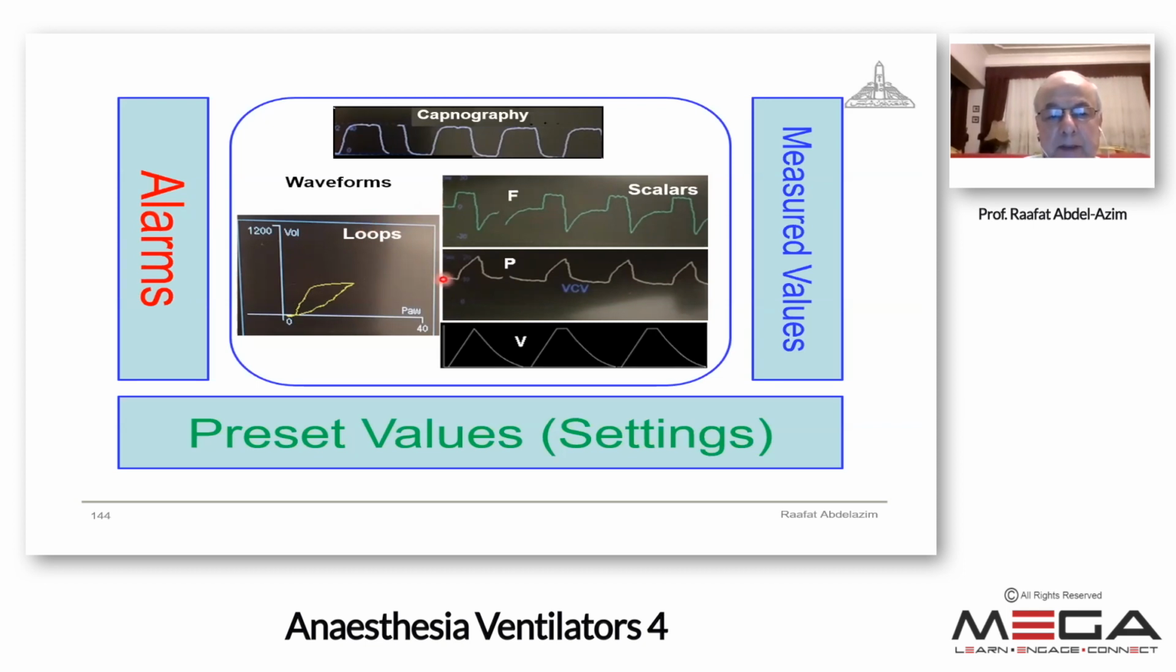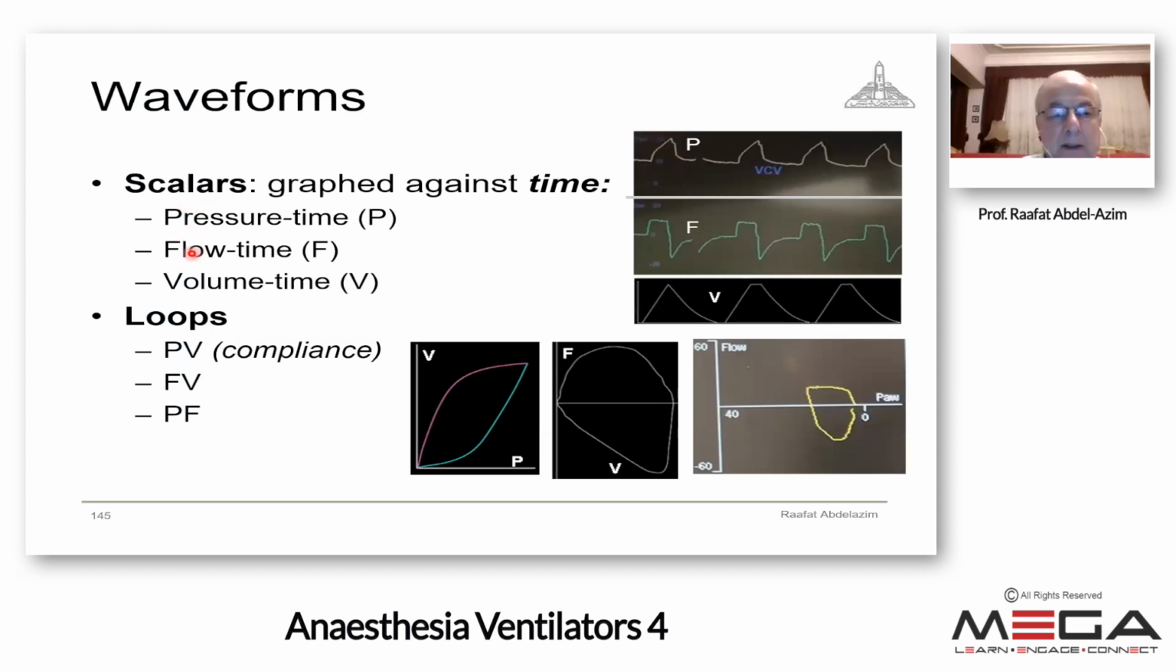Regarding the graphical display, we have 2 types, what are called scalars and what are called loops. Capnography is beyond the scope of this lecture, but I will say something about the CO2 level, of course, because it is the goal of ventilation. The scalars are 3 variables, each of them against time. This is the pressure scalar or curve, the flow time scalar or curve, and the volume time.